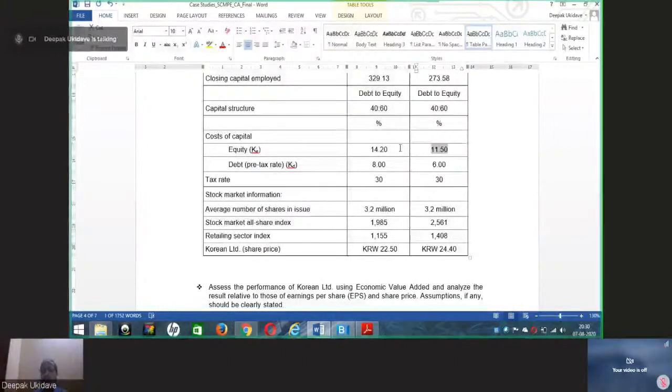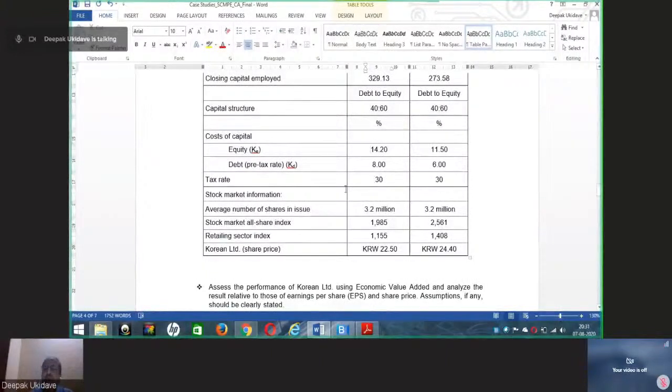Profit has come down. Cost of debt has increased, so they also foresee risk in this business. They may not be interested in continuing their investment in this company, so their expectation of return has also increased. All of you understand KE, cost of equity, is nothing but the expected rate of return by the equity investors, and that has also gone up from 11.50 to 14.20. Tax rate remains the same, 30%.